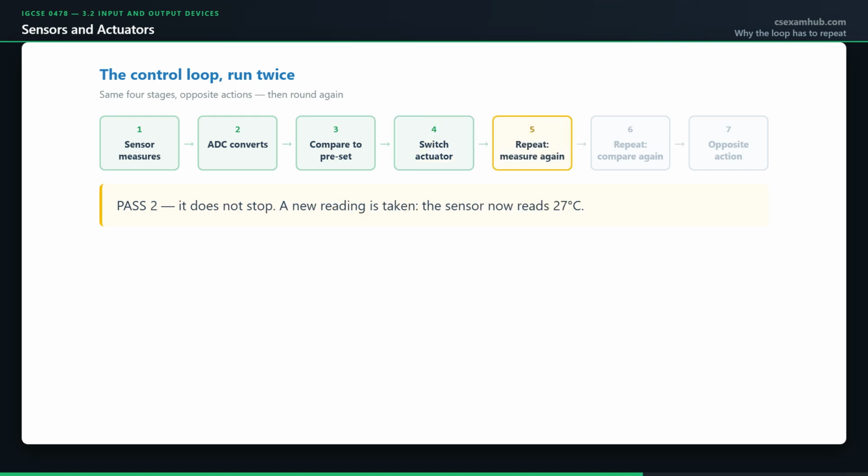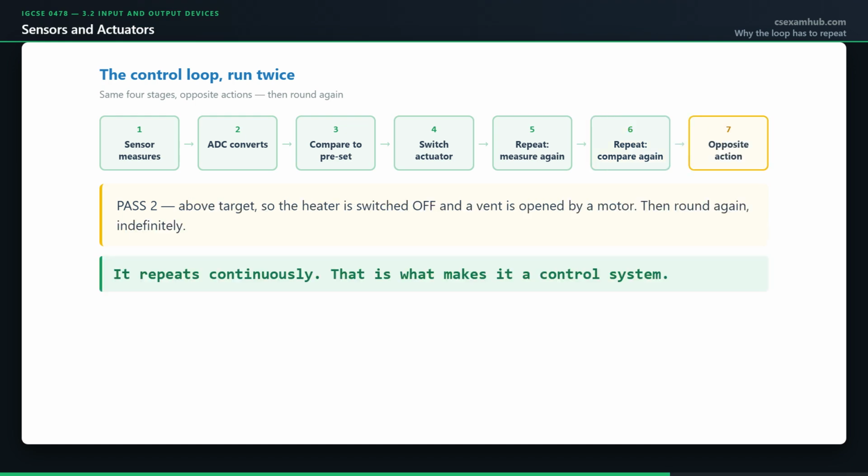Second pass, some minutes later, the sensor now reads 27 degrees because the heater did its job and then some. Same ADC conversion, same comparison against the same preset value of 25, but 27 is above 25, so this time the microprocessor switches the heater off and may open a vent using a motor. Identical steps, opposite action, because the reading changed. And then it goes round again, indefinitely. That is what holds the temperature near the target. A system that checked once and stopped would not control anything at all. It would just make one decision and let the greenhouse drift.